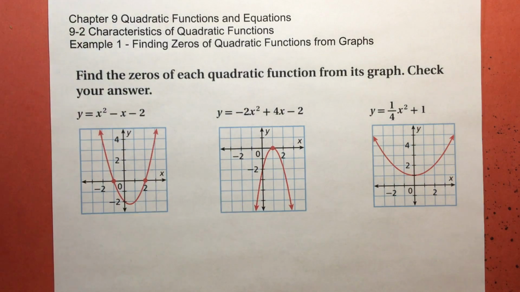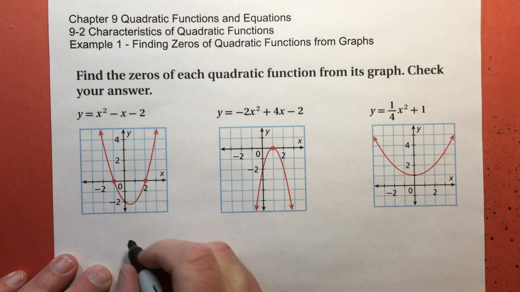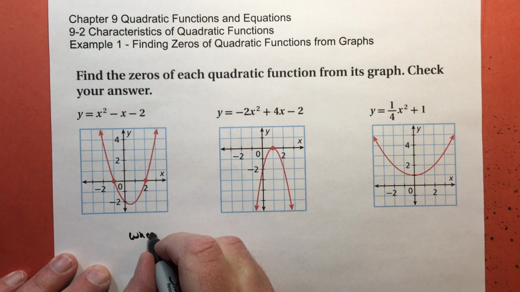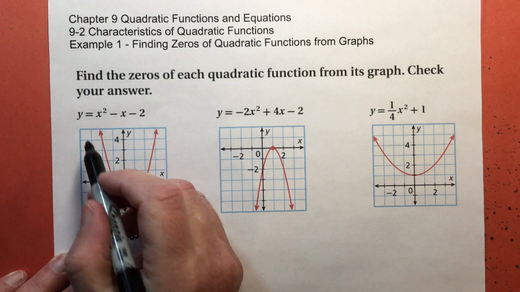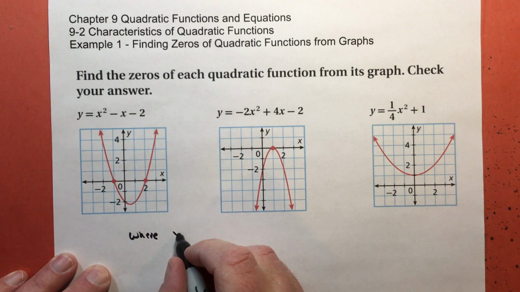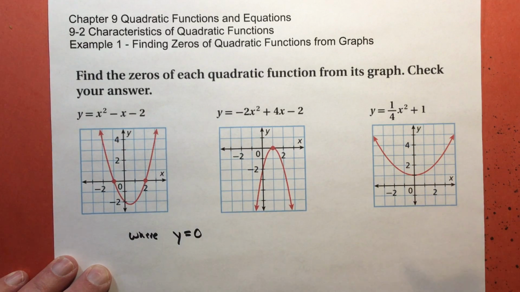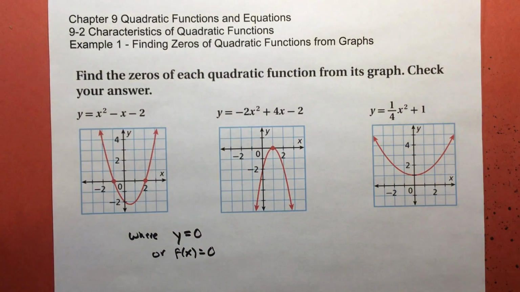Okay, in this first video, we're going to be talking about one of those characteristics called the zeros. The zeros are where, if we write it as y equals, it's where y equals 0. Or if we write it as f of x, it's where f of x equals 0. So it's where the function is going to equal 0.